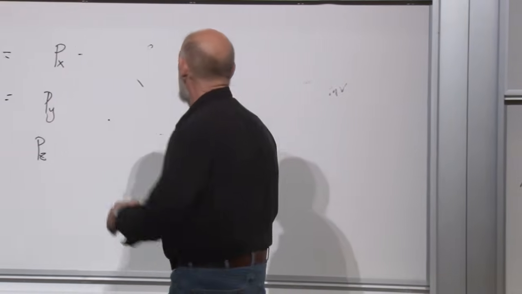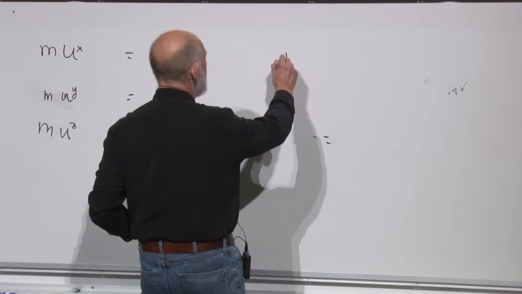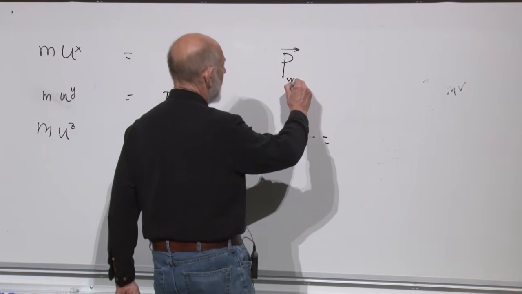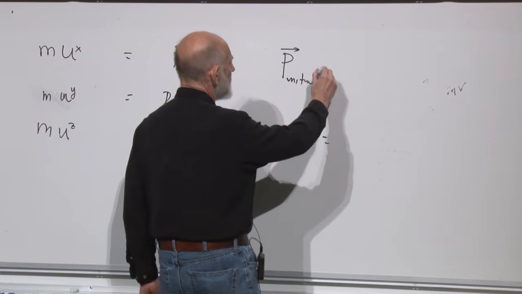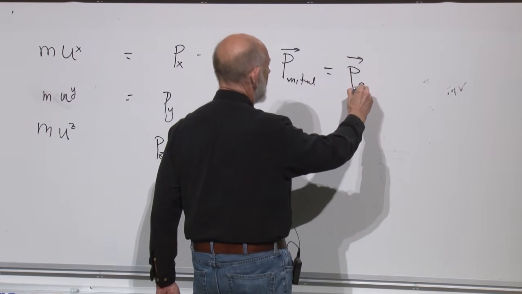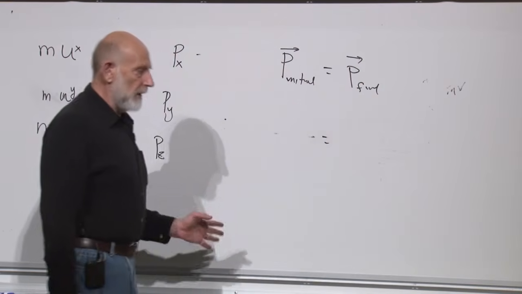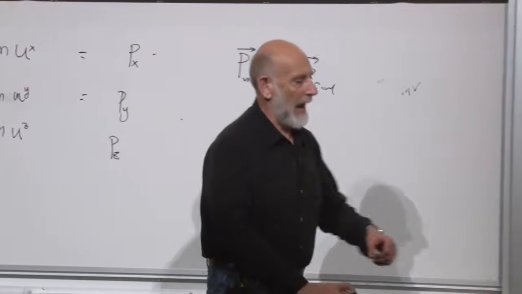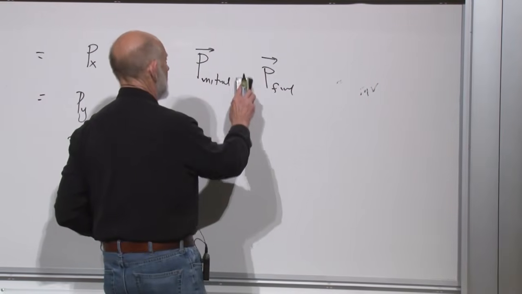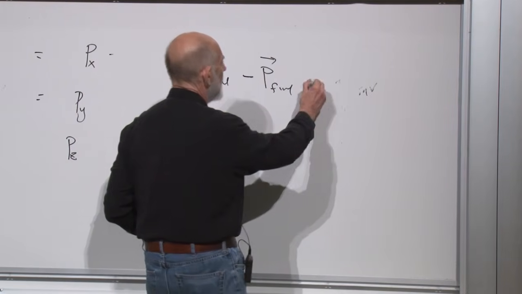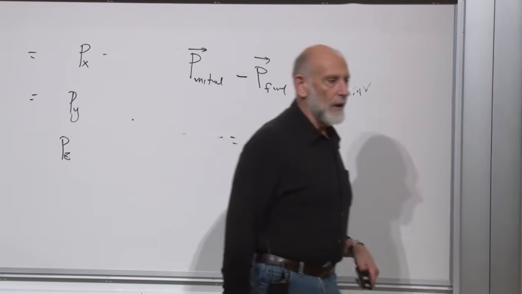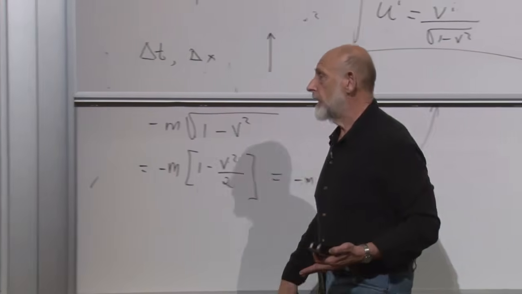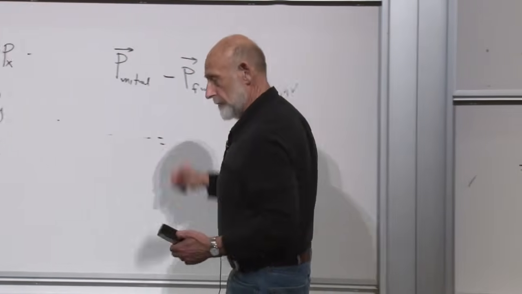That's a vector statement that the 3 components of momentum, and let's label them this way, initial, must equal the total final momentum, or we can subtract and just write the law of momentum conservation says that this is equal to 0. Initial momentum minus final momentum is equal to 0. This in itself is a vector equation.